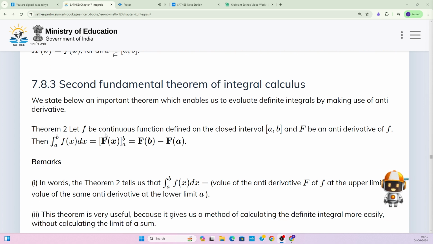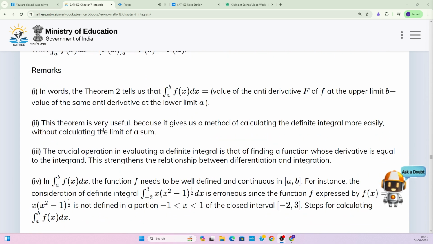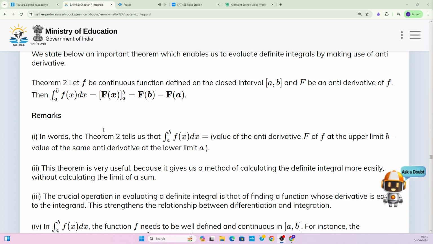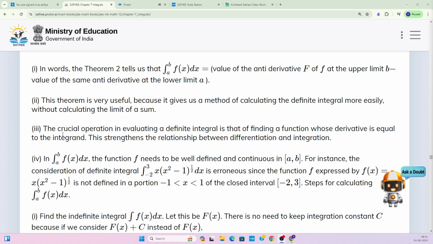Okay, now let's see some remarks. In other words, Theorem 2 tells us that the definite integral from a to b of f(x) dx is the value of the antiderivative F at the upper limit b minus the value of the same antiderivative at the lower limit a. Second point, this theorem is very useful because it gives us a method of calculating the definite integral more easily, without calculating the limit of a sum.